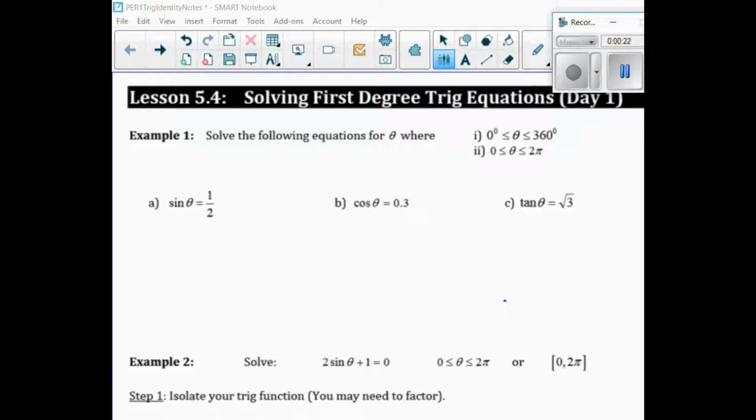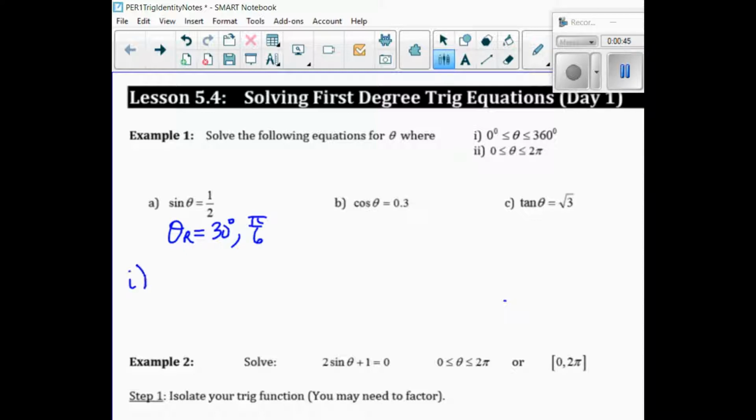So you can do the reverse hand trick however you want, but where is your y value or your sine theta equal to 1/2? And that would be the family of 30s. So your reference angle would be 30 degrees. If we're doing radians, that would be pi over 6.